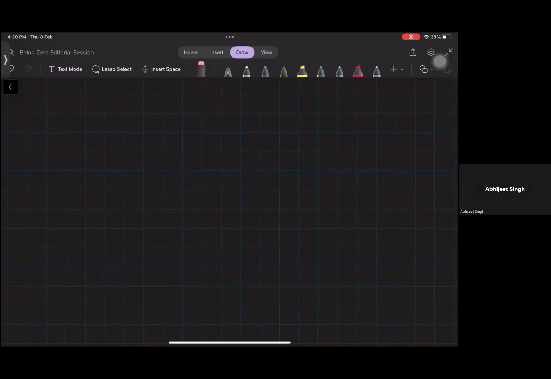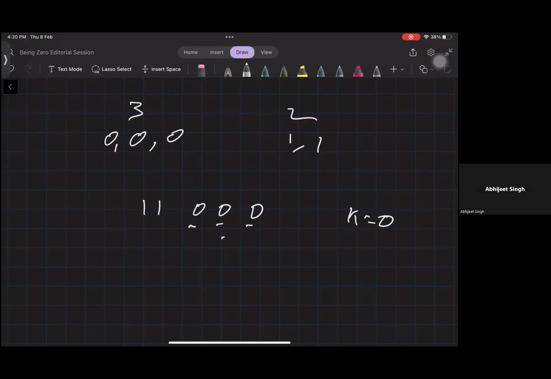Moving on to the next test case. It's given 3 and 2. We have 3 zeros and 2 ones. One way to place it would be 1, 1, 0, 0, 0. But here k will become 0, as between these two occurrences there's no 1, and between these two occurrences there's no 1. So there are at least 0 ones between any two occurrences of 0, so this case will be 0.